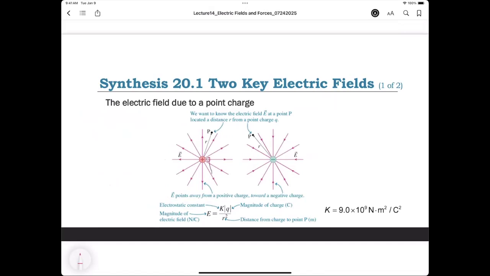The E points away from a positive charge and toward a negative charge. This is the equation for the magnitude of the electric field. This is the electrostatic constant, we know that. And this is the magnitude of charge Q, the source charge. And this is the distance from the charge to point P, r. So this is the electric field due to a point charge.